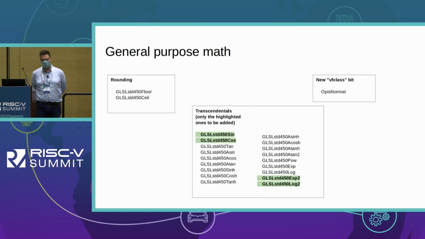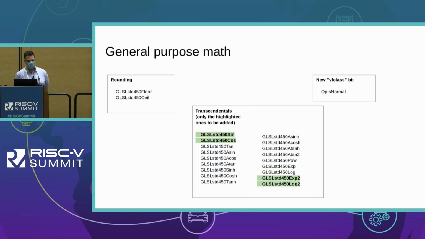And well, the first thing that we saw in the working group is that there is a bunch of math functions, quite general purpose, that are required for GLSL, but are not yet available in the RISC-V V specs. There are three groups of instructions that fall into this category. There are rounding instructions like floor and ceil, and we also have this OpIsNormal instruction that in order to be supported would likely require an extra bit on the mask returned by vfclass.